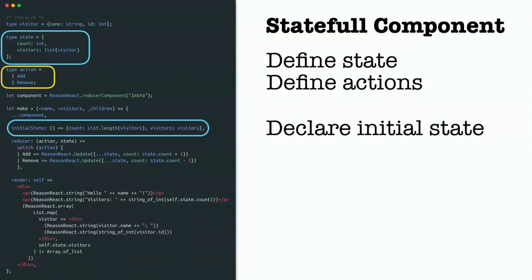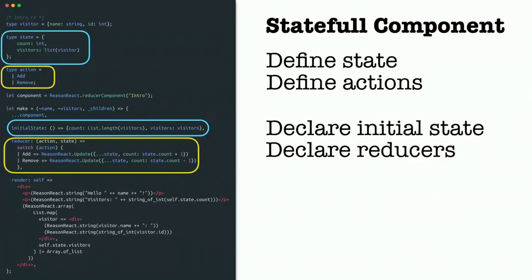After defining the state and the actions, you're going to declare the initial state inside our make function. And the make function is like the class in React. Here we're going to define our initial state. We're going to say count is equal to the length of the visitor list we have, and visitors just equal to the visitor stuff. And after that comes the most important part, and that is the reducer. So in a reducer, we have a switch statement where we can access our actions, and our actions can update the state. And here, it looks quite easy. We're just going to update the count a bit, so we would have more visitors.